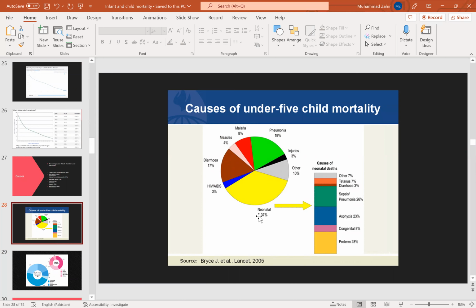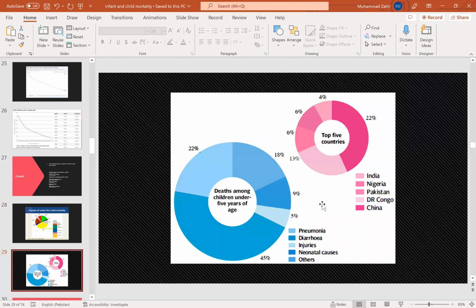The causes of neonatal death include tetanus, diarrhea, sepsis, asphyxia, and congenital or preterm deaths. Again, for deaths among children under 5 years of age, you can see the leading causes are pneumonia, diarrhea, injuries, neonatal causes, and others. The top 5 countries are India, Nigeria, Pakistan, Congo, and China.